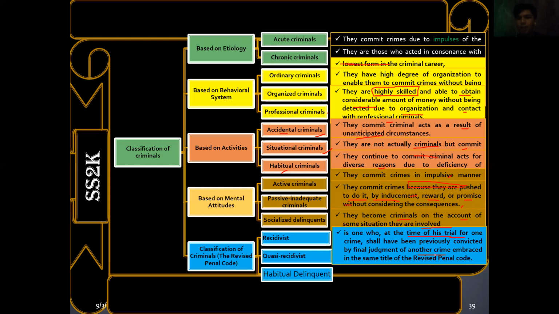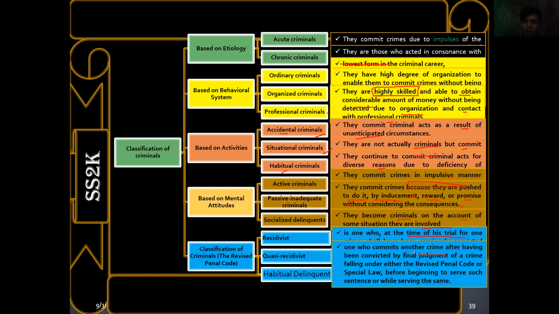Embrace in the same title, meaning pagka crimes against property, crimes against property. Pagka crimes against person, nakapatay siya nung una, convicted na siya, habang dinidinig yung isa pang kaso niya, abay meron pa siyang isa pang kaso nakakatapos lang kung saan convicted na siya. Previously convicted, no? By final judgment of another crime. Ibig sabihin, pangalawang krimen na yung kanyang kinakaharap sa kasalukuyan. Okay?